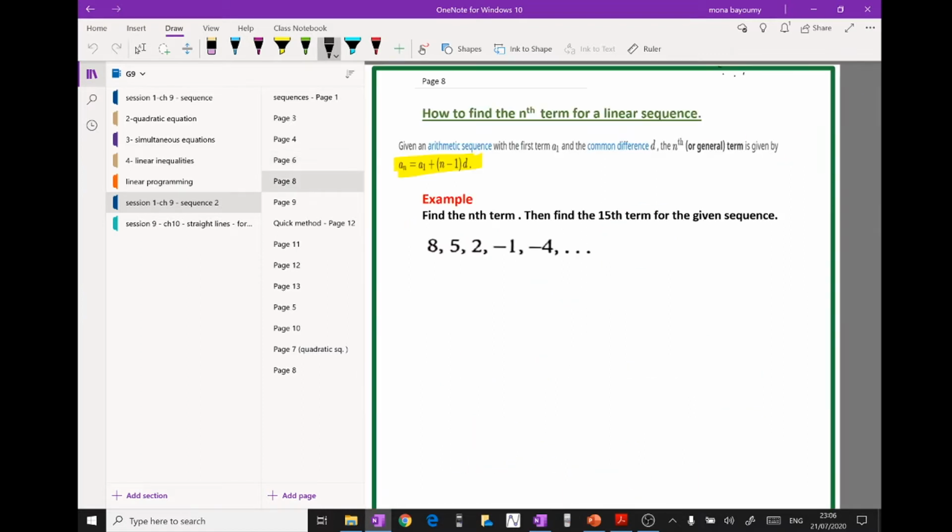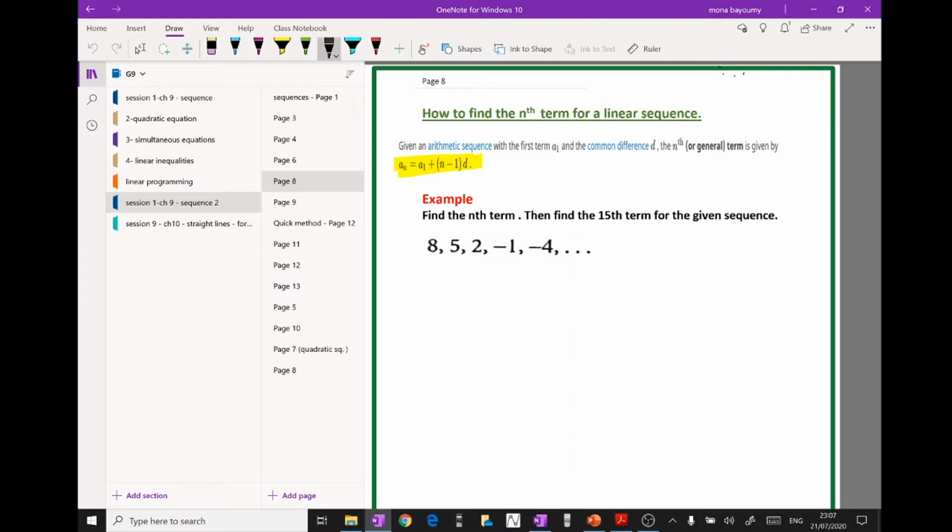Okay, now we want to learn how to find the nth term for the linear sequence. What is the nth term? The nth term is the general term, the general formula for the sequence, which we can use to find any term in the sequence just by substituting n by the number of the term. Now we want to learn how to find the nth term.